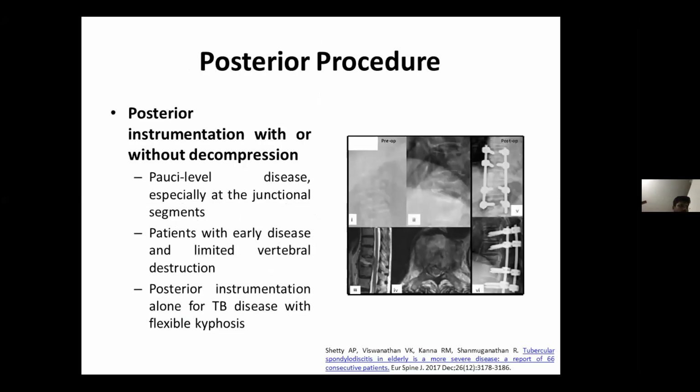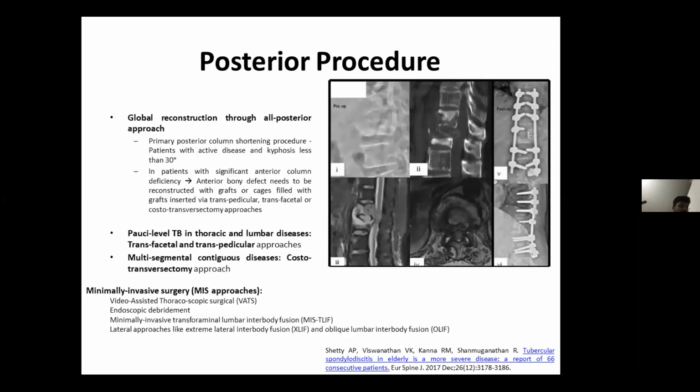At our institution, things have evolved from an anterior only surgery to a posterior only surgery, and we do mostly stick to only posterior surgeries in tuberculosis. In few-level disease with early involvement, with limited vertebral body destruction, just the posterior instrumentation with or without decompression actually gives good outcome. However, when there is a significant involvement or deficiency of the anterior column, if you go from the back, you need to do a global reconstruction. This can be done through an all posterior approach.